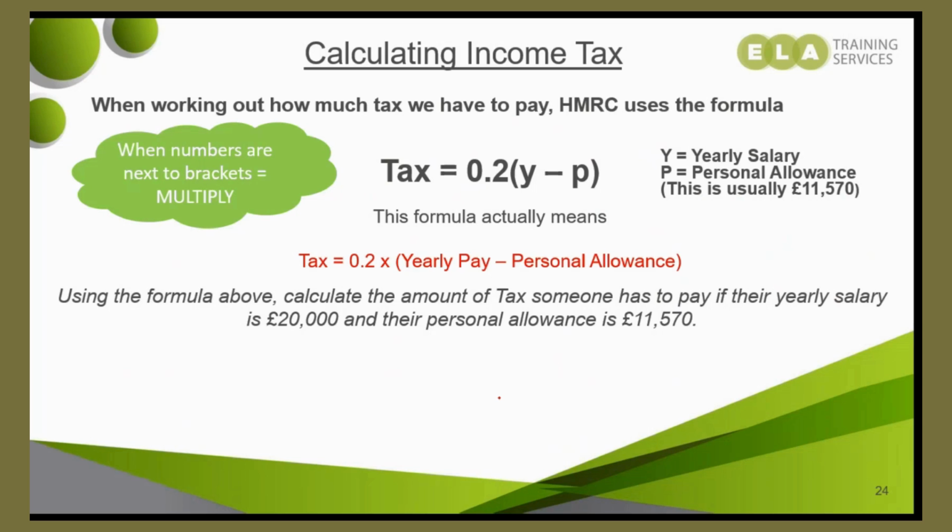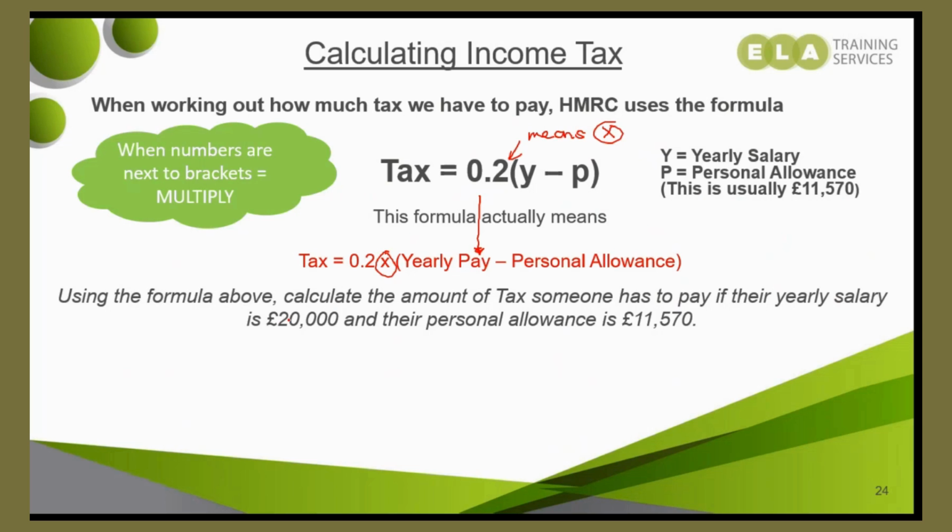Okay, next we might be asked to calculate something called income tax, which is a common question in the exam. So when working out how much tax we have to pay, HMRC uses the formula. Tax equals 0.2(y − p). And this formula actually means tax equals 0.2 times whatever is in that bracket. So your yearly pay, take away your personal allowance. So whenever you have a number next to a bracket, it means multiply.